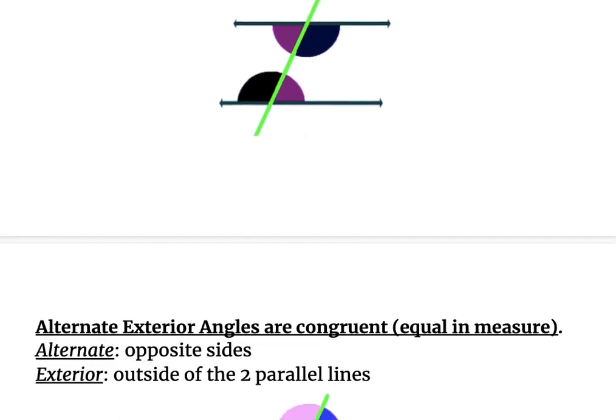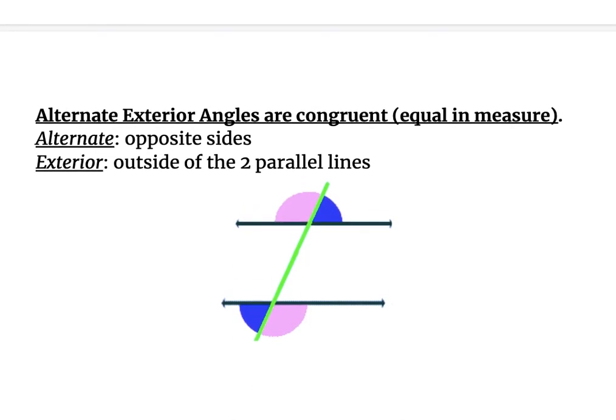Okay, and then lastly, we're going to have the opposite, alternate exterior angles. So we talked about the outside space, outside of the parallel lines. You have the pink and the blue. The pink alternate exterior angles are opposite sides. There's one pink on the left and one pink on the right. However, they're both outside the 2 parallel lines. One's on the left outside and the other one's on the right outside. For the blue, one's on the right outside and the other one's on the left outside. So there's 2 different pairs. So these 2 blue angles are actually congruent to each other.